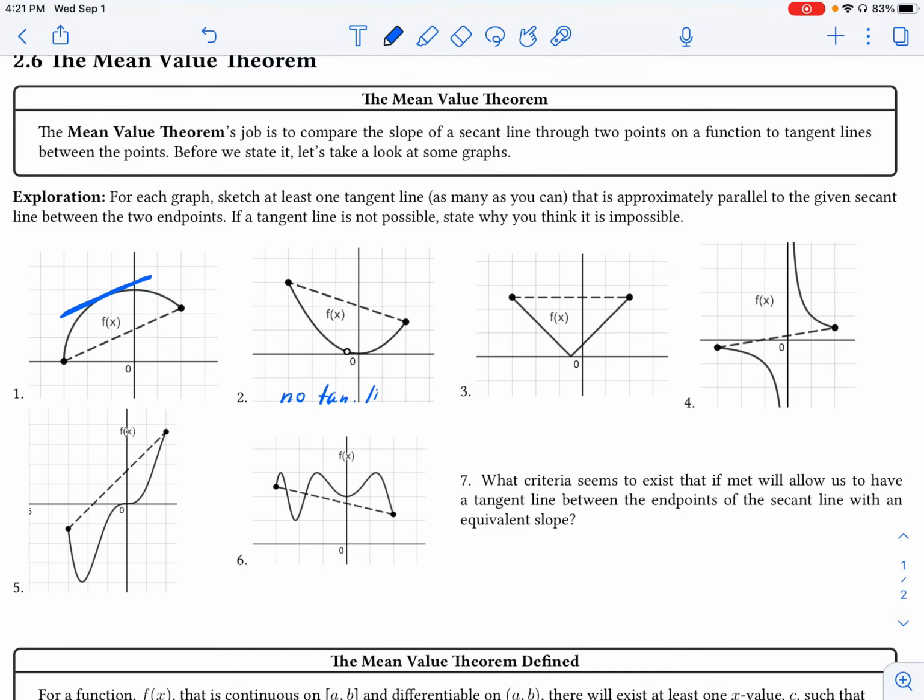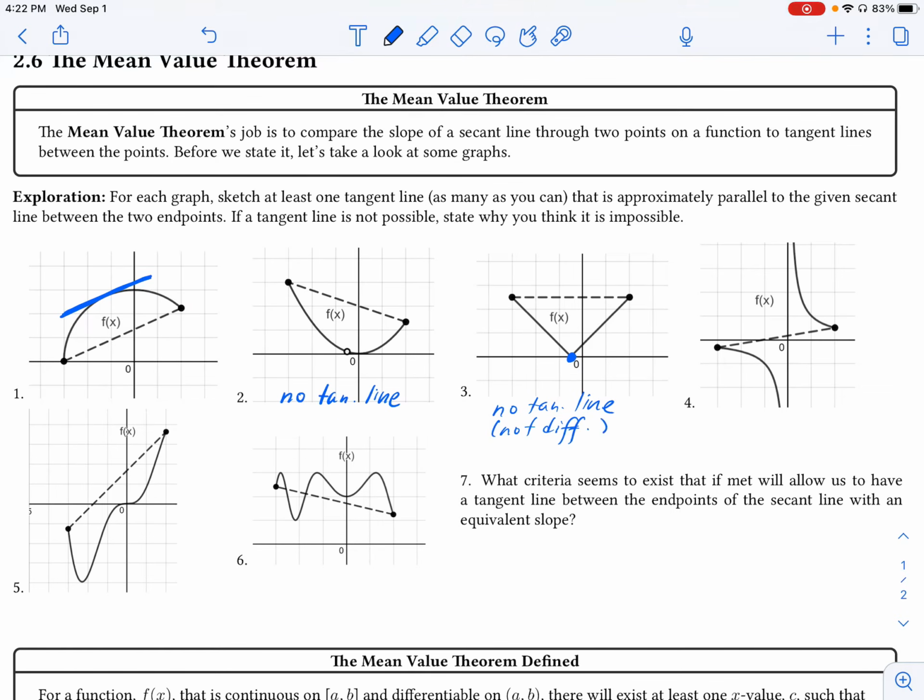Okay, no tangent line. All right, well, what about the next one? Well, we've got a secant line that looks like it's horizontal, and I would think to try to draw a tangent line right around there, but again, that's not possible because the only place where I could draw a tangent line, I see that it's not differentiable there. So no tangent line, again, because it's not differentiable there.